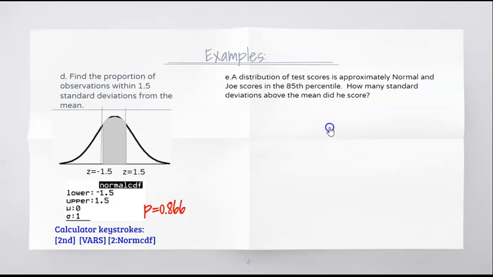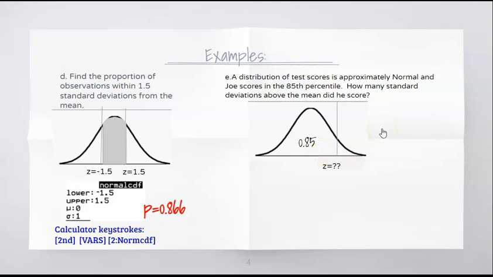So let's think through this. All right, there's my normal curve. It told me it's normal. He scored in the 85th percentile. Now, right in the center, the mean, because it's symmetric, is the 50th percentile. So 85th percentile is way above the mean. And the question is, if the area over here on the right is 85%, he's right here where this line is. What is that z-score? How many standard deviations above the mean is that value?